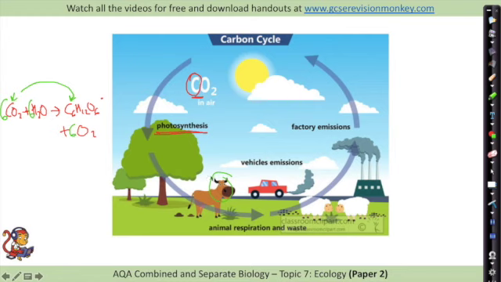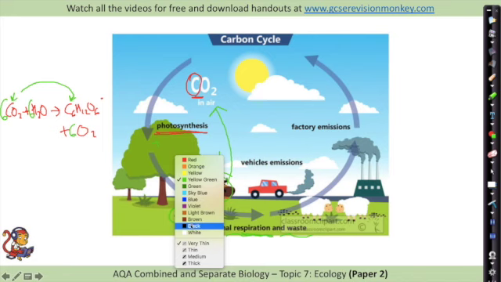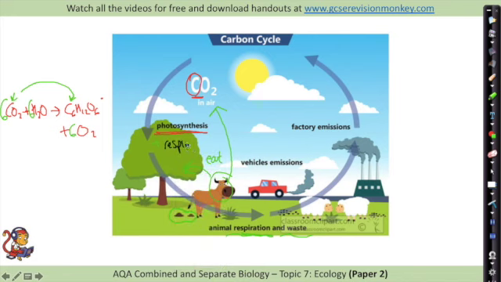Animals will then eat the plants and therefore they will consume the carbon from this glucose molecule, and that will be taken in by the animal. Animals will then both respire and produce waste, so some of the carbon will be in the waste here, but it'll also be released by the animal as CO2 when the animal respires. Plants also respire. So the respiration from animals and plants will again release CO2 back into the atmosphere.